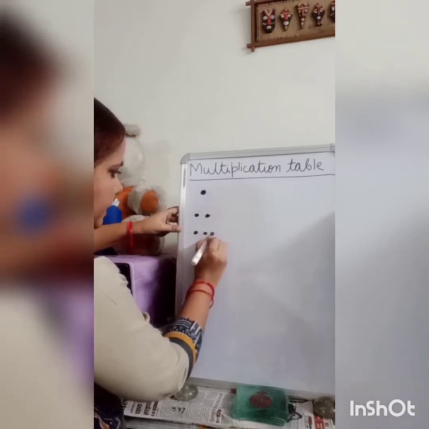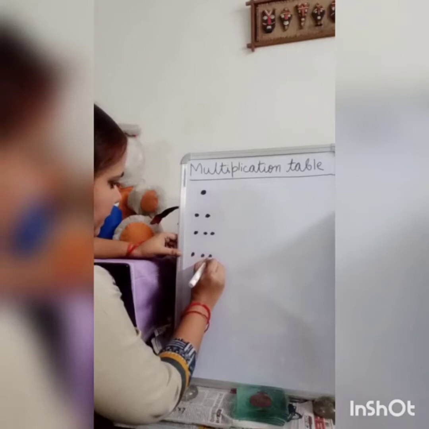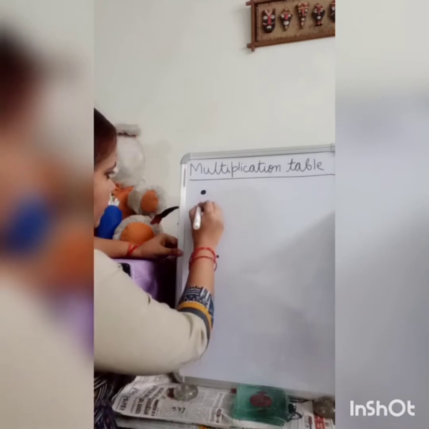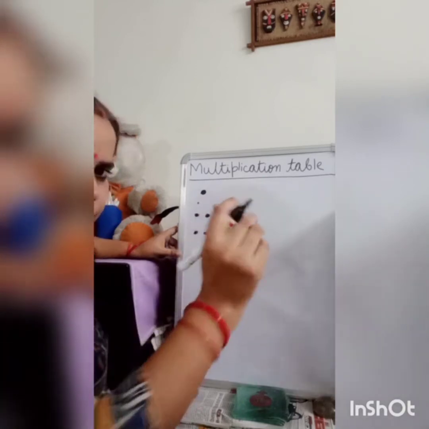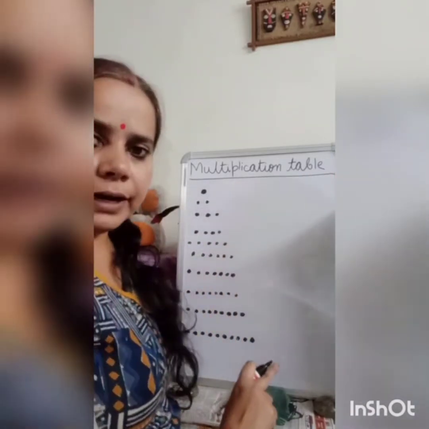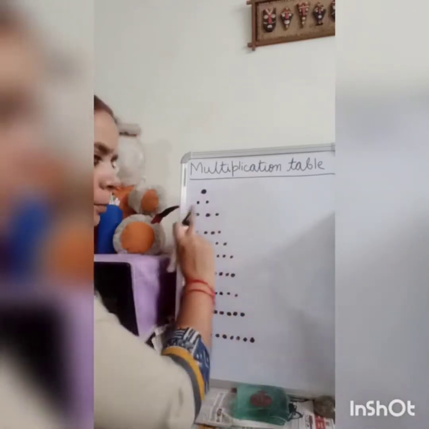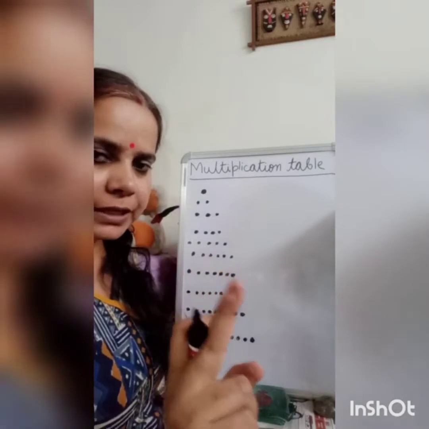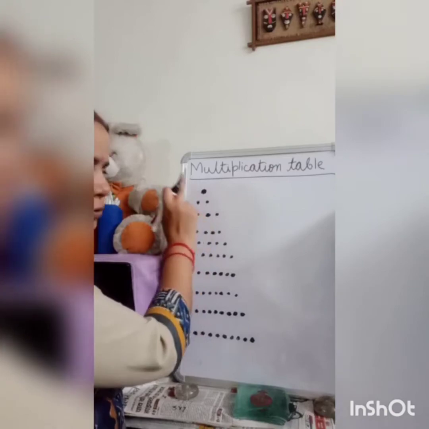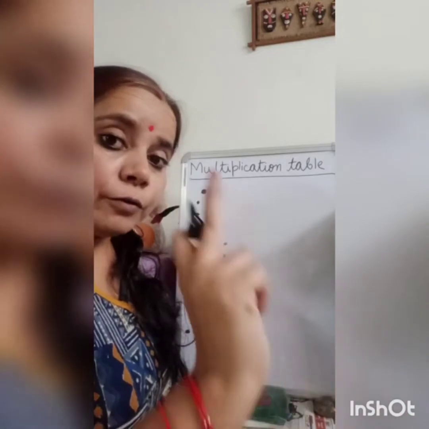This will be the multiplication table of 1. See children, this is the multiplication table of 1. And in this table, we have to make a group of only one object. So in the first thing, only one dot is there. So there is only one group of one object.